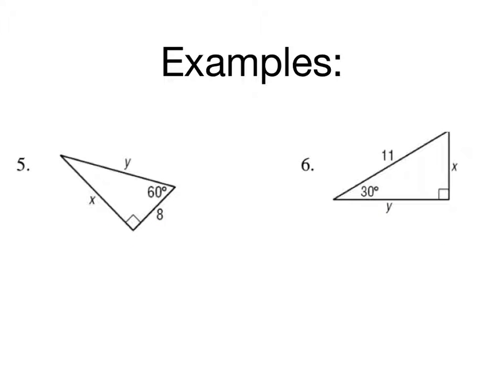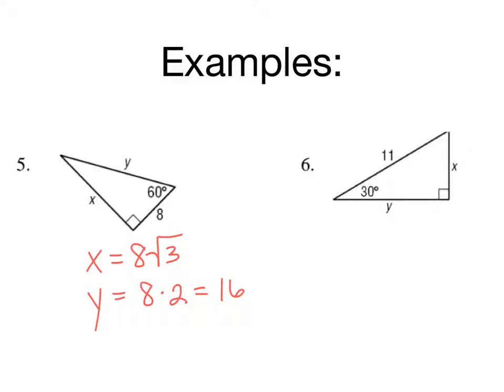Moving on to 30, 60, 90 triangles. Okay, so shortest side, that's 8. Second leg, that's going to be shortest side times square root 3. Hypotenuse is shortest side times 2. So x is 8 root 3 and y is 16.